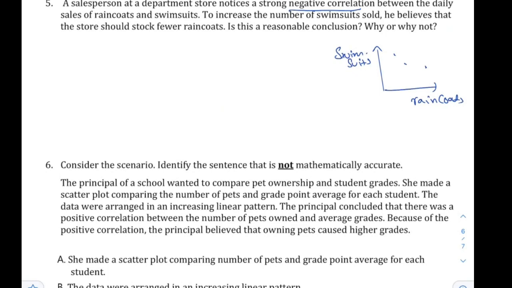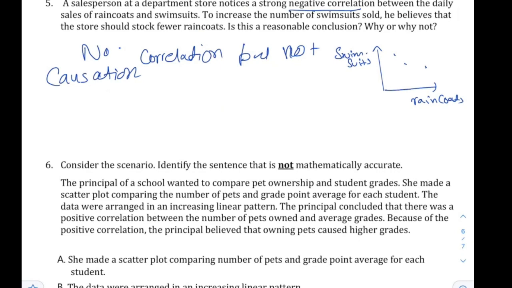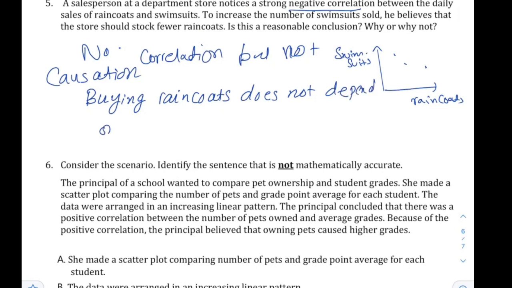So both raincoat sales and swimsuit sales are likely correlated to rainy and sunny days, but it's not causation. They are not depending on each other. So the answer is no. This is correlation, but not causation, because buying raincoats does not depend on buying swimming suits.